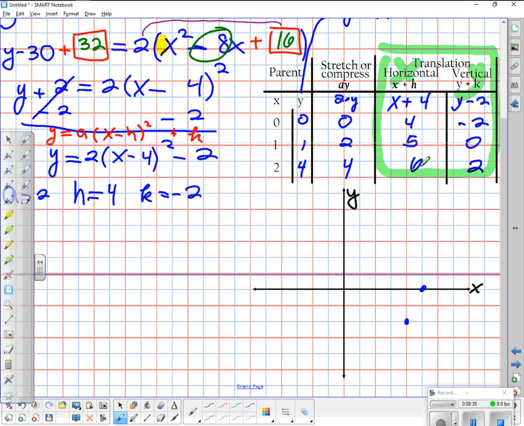Next point, x is 2 and y is 2. I'm sorry, y is 6, x is 6, and y is 2. 1, 2, 3, 4, 5, 6, and 1, 2.